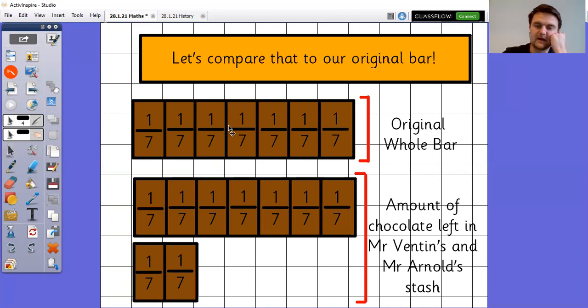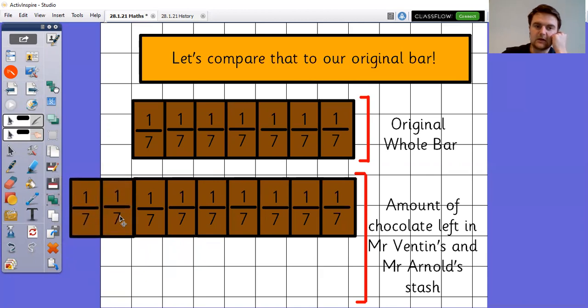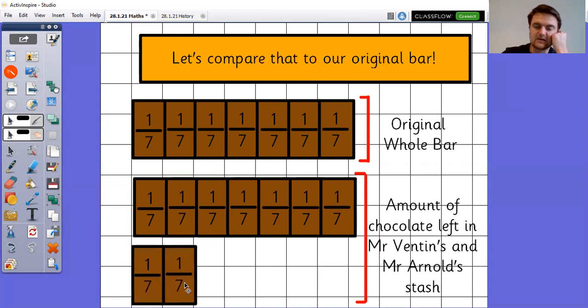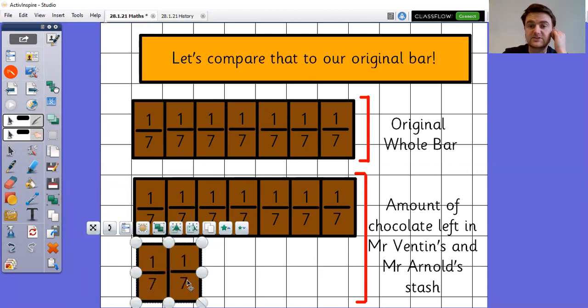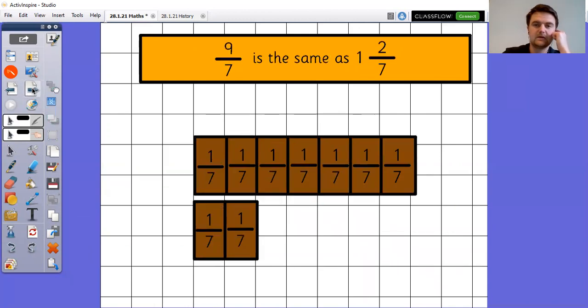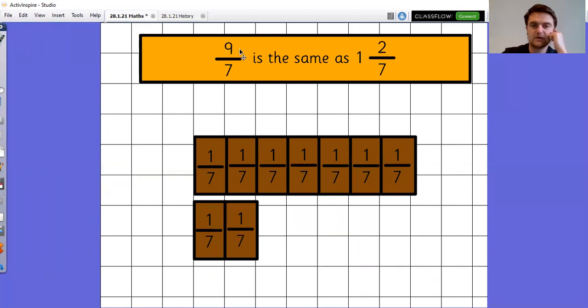Now, when we compare that to a whole bar of chocolate, I can see that I end up with more than one bar. The reason that it doesn't end up like this is because that is larger than one whole. My whole chocolate bar has been split into 7/7, which means that as soon as I've got more than 7/7, I need to start on a second whole. 9/7 could also be said as one whole and 2/7. So we've got improper fractions, which are where the numerator is larger than the denominator, and we've got mixed numbers, which is a combination of whole numbers and fractions.